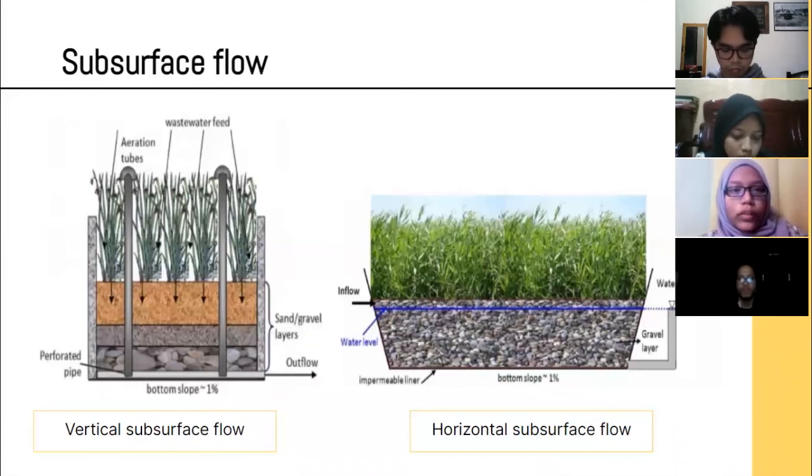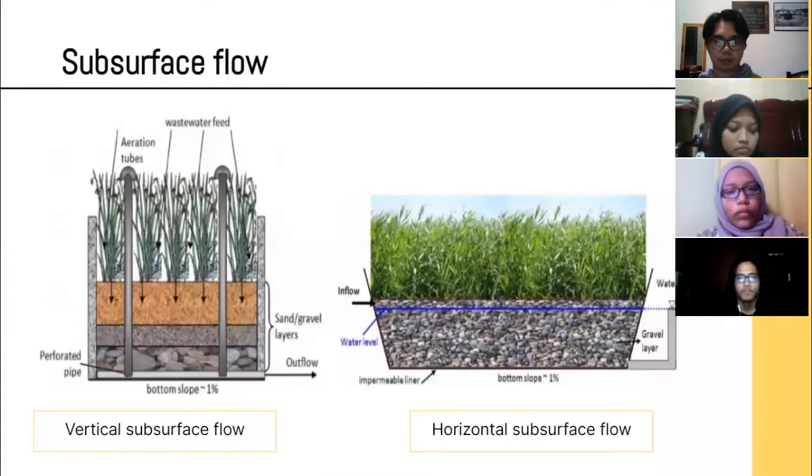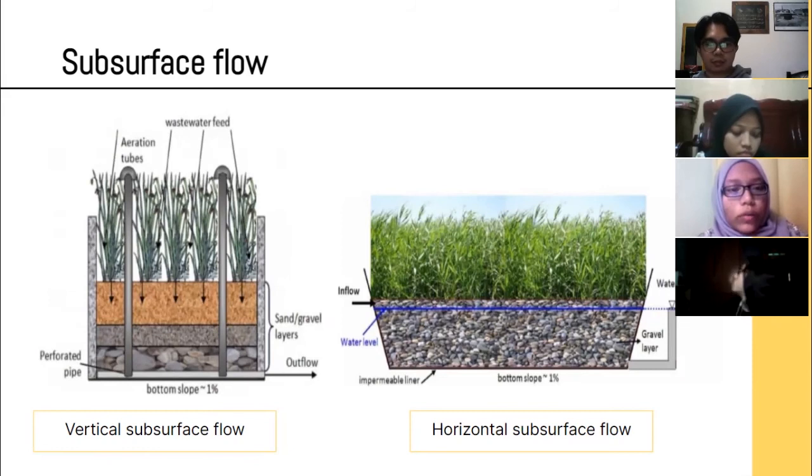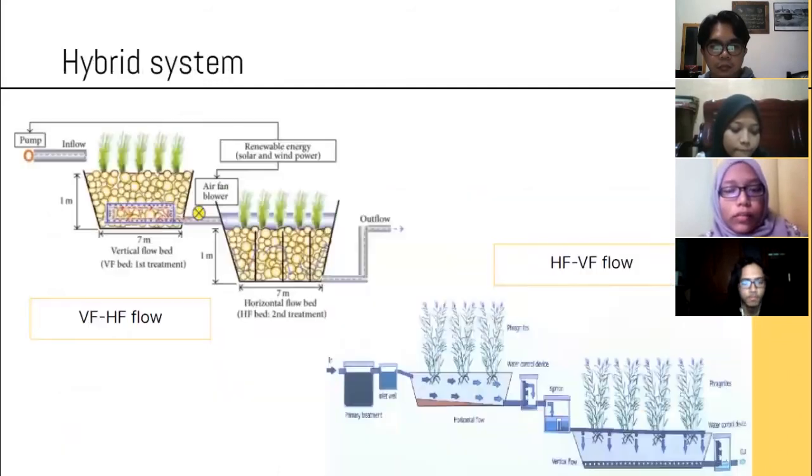So for the subsurface flow, the first one is for the vertical flow and the second one is for the horizontal flow. For the vertical subsurface flow, the water will flow through the vertical, and for the horizontal, it will flow through the horizontal line. So next.